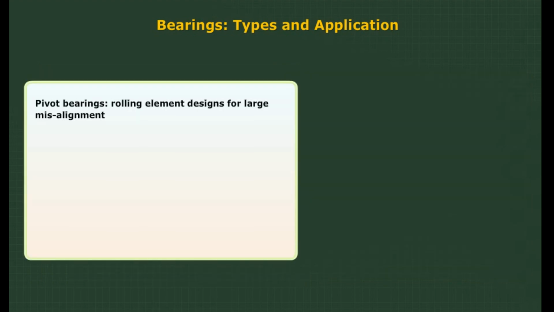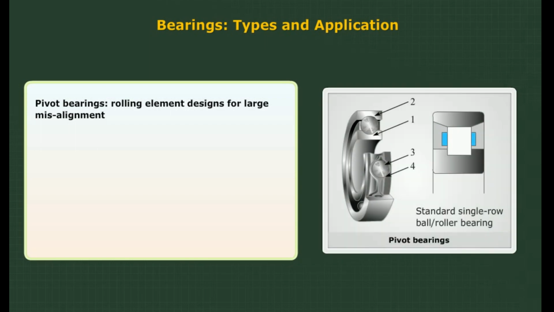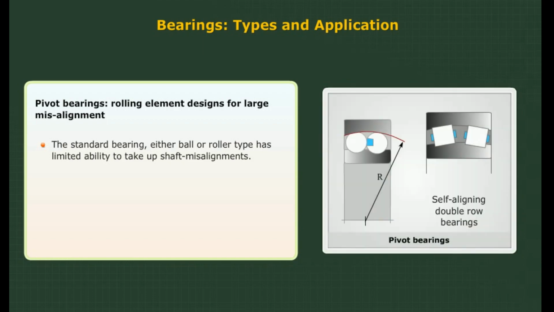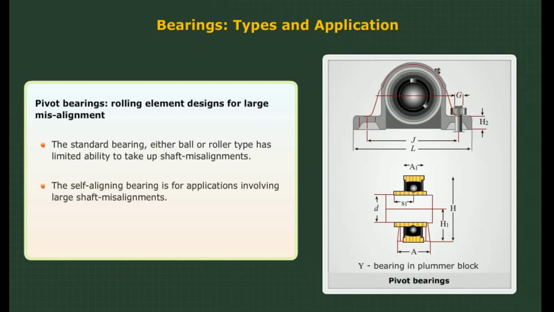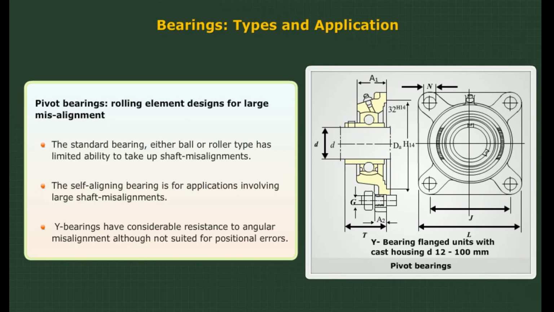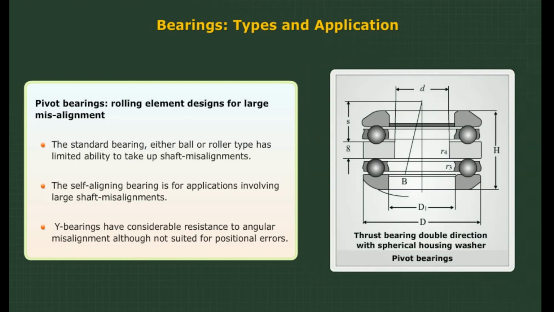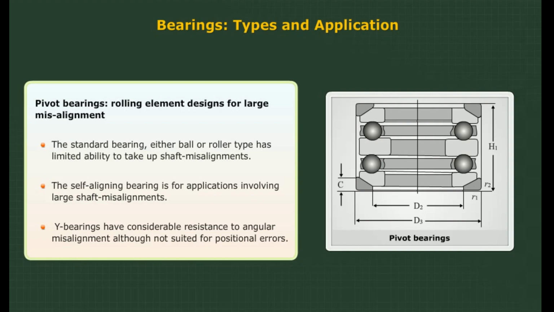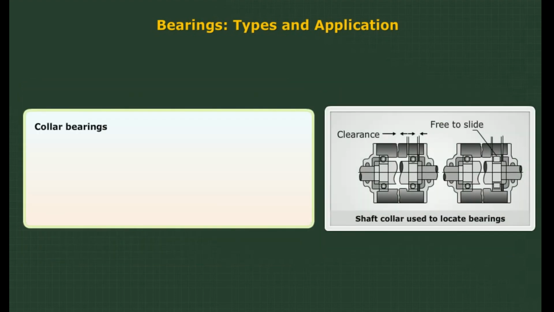Pivot bearings. Rolling element designs for large misalignment. The standard bearing, either ball or roller type, has limited ability to take up shaft misalignments. The self-aligning bearing is for applications involving large shaft misalignments. Y bearings have considerable resistance to angular misalignment, although not suited for positional errors. Thrust bearing double direction with spherical housing washer is shown here.